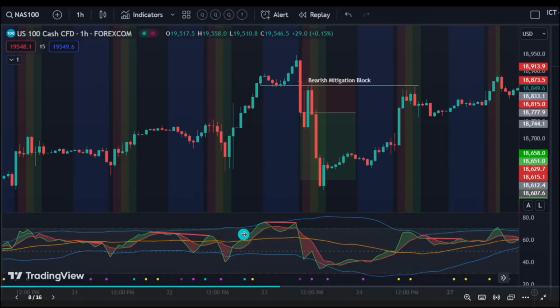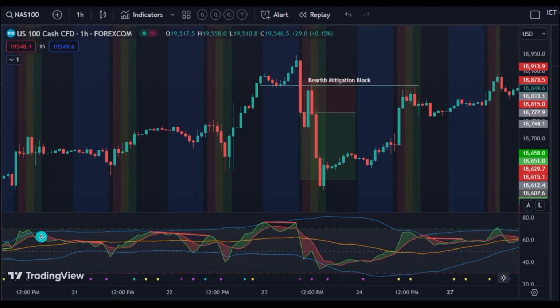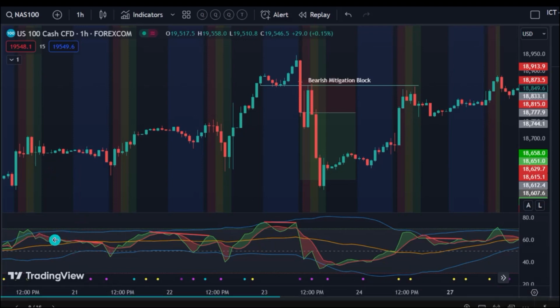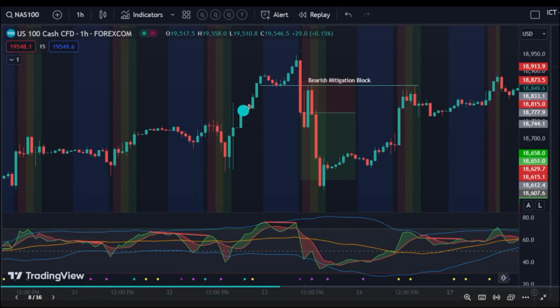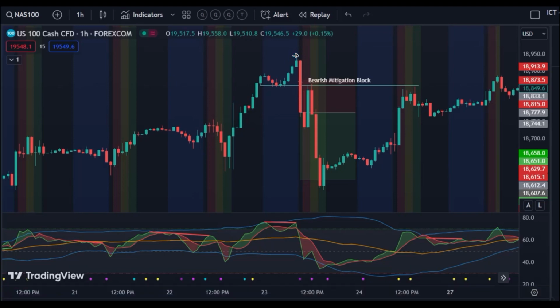If we look at the TDI indicator, we can see during these consolidation times, the volatility or Bollinger Bands were in contraction. And then when price moved away from the consolidation in a big trend, you can see the Bollinger Bands expanding. We are looking on an hourly chart, so you definitely want to move to a lower time frame for your entries.